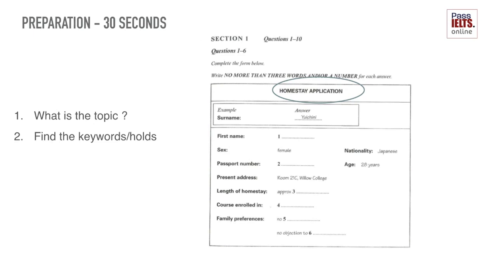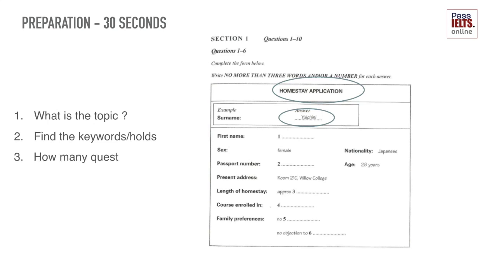In this example only, there is an example given. It is Uccini, her surname. This is the hold you need to underline, and you will probably hear it, so listen out for it as the speaker will probably say it in the recording.